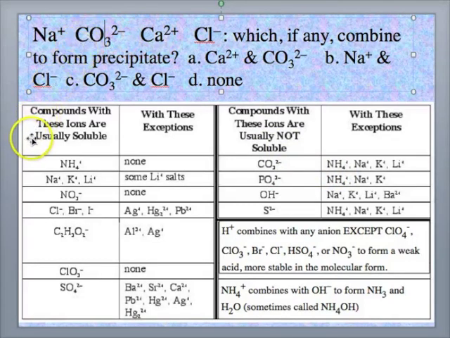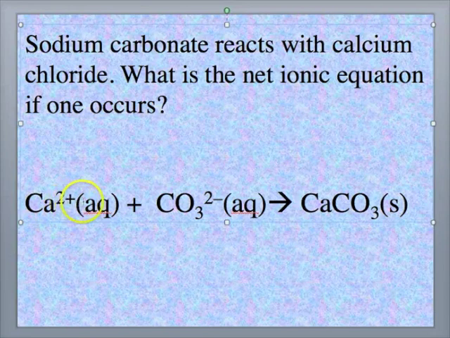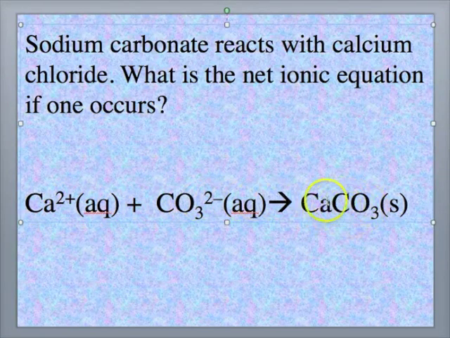So if we're just going to write the net ionic equation, it's perfectly acceptable to just write the two ions, the calcium ion and carbonate ion, combining to form calcium carbonate.